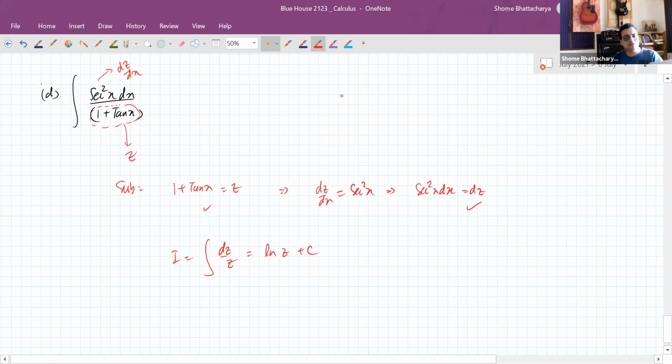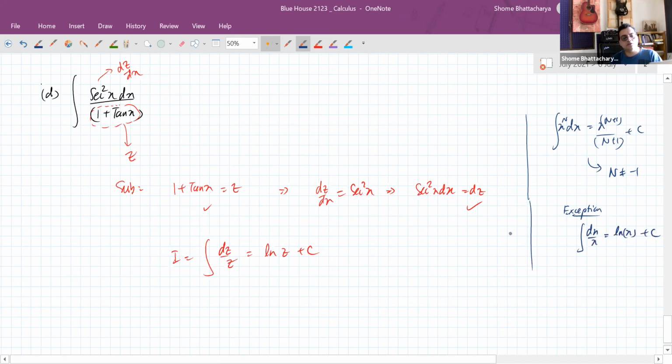Remember, this is the exception. Not to forget that in general, the integral of x to the power n is x to the power n plus 1 upon n plus 1 plus c. But with the exception case, always remember, it's the natural log case. Okay, that's that.